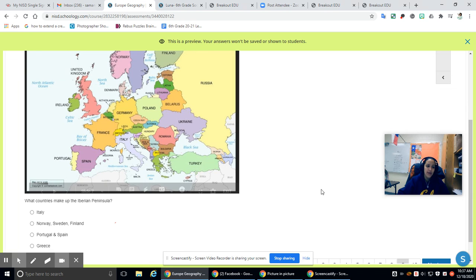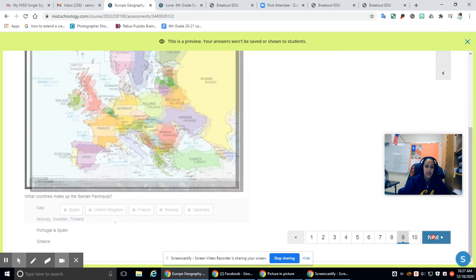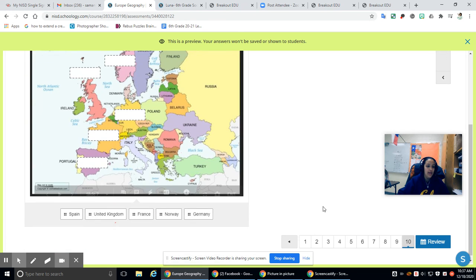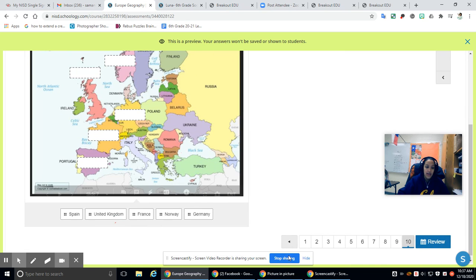And then what countries make up the Iberian Peninsula? Hopefully you're like, oh, she just said that, and you'll be able to answer that. So is it Italy, Norway, Sweden, Finland, Portugal, and Spain, or Greece? Again, I talked about the Iberian Peninsula. And then now you're going to label these countries. Because remember, on Wednesday, you're going to be able to know where 11 of these countries are, or you should. And that is all you have for today.